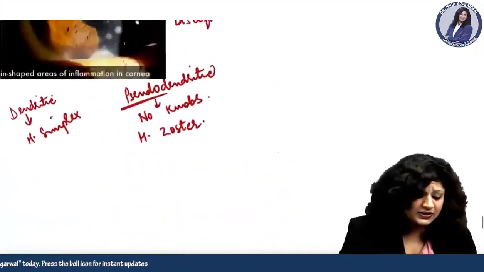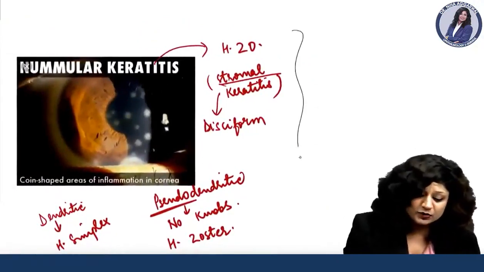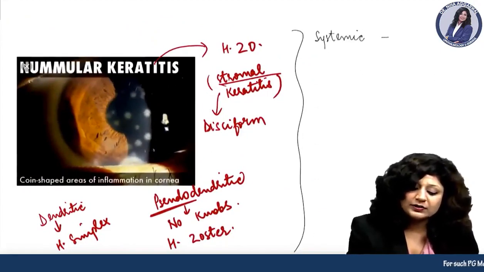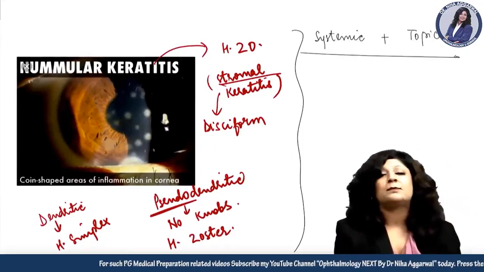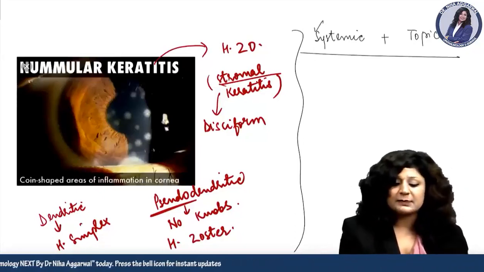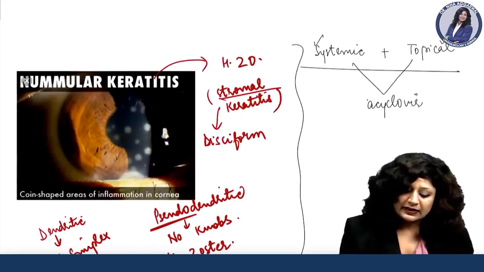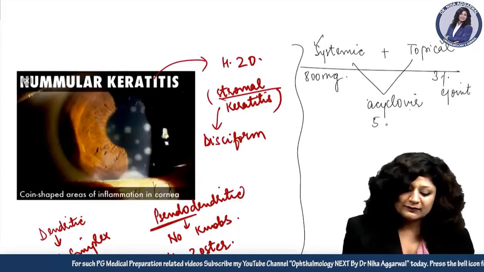Now, how to treat this one when you are having a lot of nummular keratitis, very severe herpes zoster? Here you have to give the systemic along with the ocular, that is topical treatment. In herpes simplex, we only give the topical treatment, but in herpes zoster we have systemic involvement also, so we have to give both systemic along with topical, that is acyclovir. The tablet is 800 milligram, while the ointment is 3% eye ointment. Both have to be given 5 times a day.